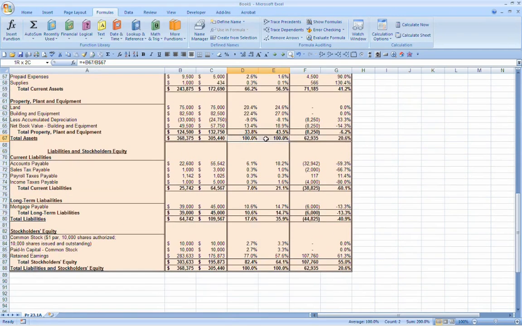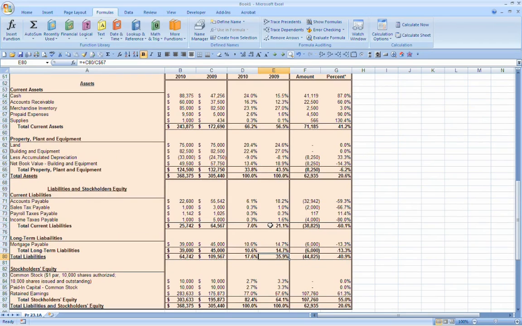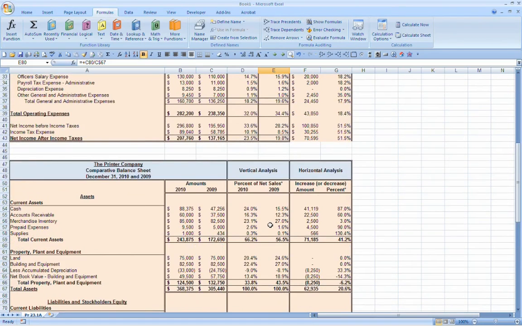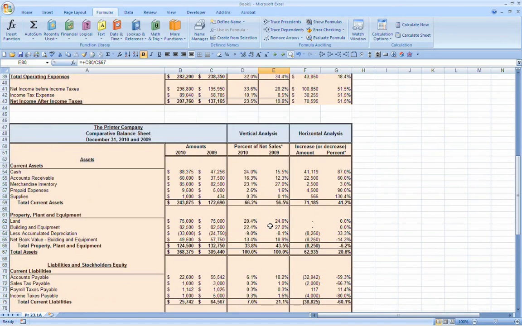Okay, so notice your 100% line is total assets here. Your current liabilities are 7% this year. 7% of total assets, down from 21. That's phenomenal. Total liabilities are 17%, down from 36, I'll call it. So this company's doing really well. But that's the kind of analysis I want to see you do. And the only real trick here is that you've got to lock your reference when you're doing the vertical analysis, but you don't when you're doing the horizontal analysis.